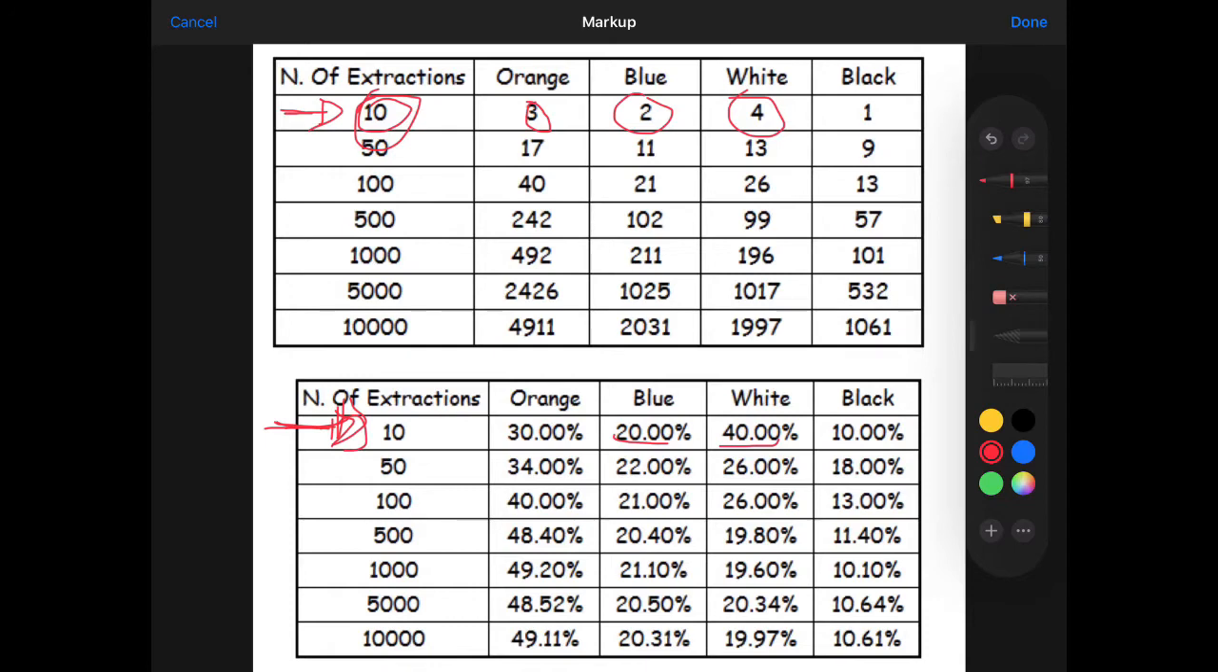So let's say I do the experiment now 50 times. I'm going to take one cube out, write the color, put it back in, and I'm going to do that 50 times. And I get 17 oranges, 11 blues, 13 whites, 9 blacks. If I convert them into probabilities, I will do 17 divided by 50. Well, that's where the 34% comes from. I will do 11 divided by 50, which is where the 22% comes from. I will do 13 divided by 50, which is where the 26% comes from. You get the idea. And 9 divided by 50, which is where the 18% comes from.